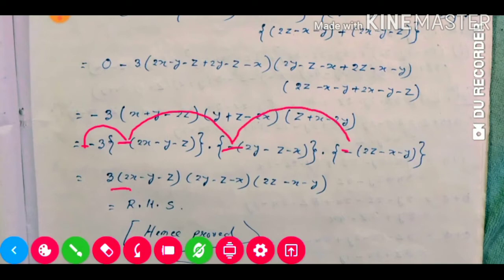So plus 3 into (2x minus y minus z) into (2y minus z minus x) into (2z minus x minus y). So this is equal to the right hand side. So hence proved.